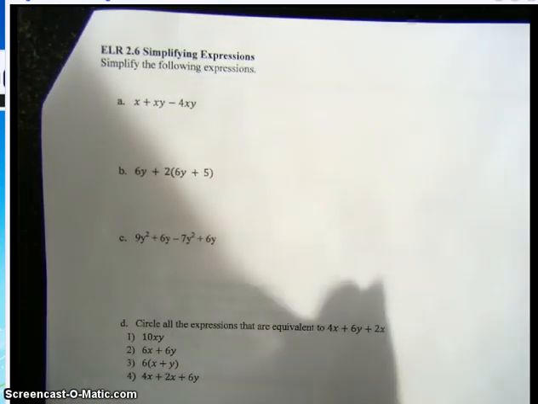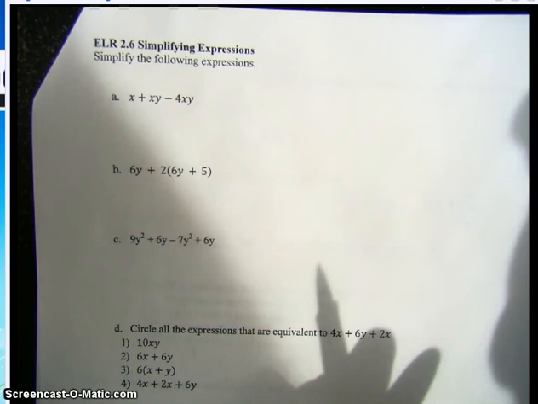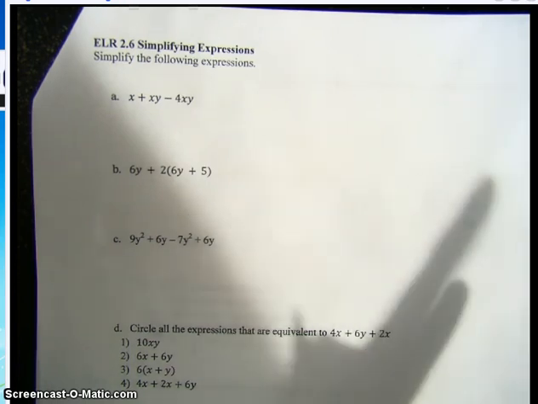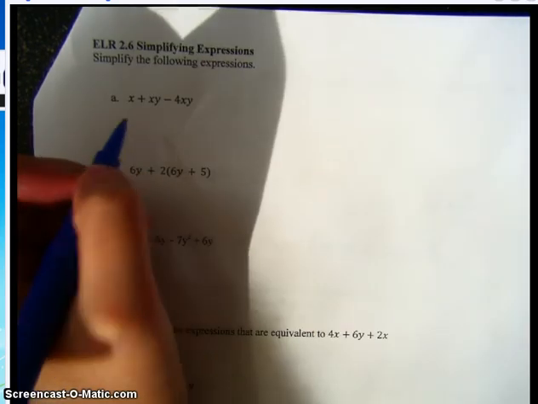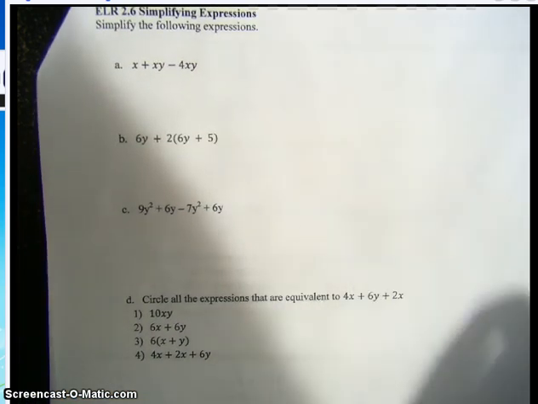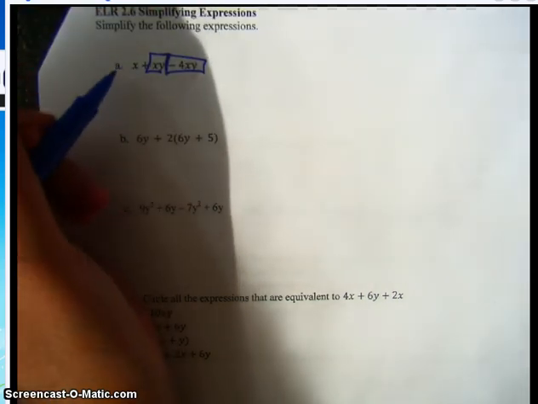All right, of course, the hardest, last, and worst: simplifying expressions. Simplify the following expressions. We're going to do this by combining like terms. So the first thing I'm going to do is, in A, do I have any parentheses to get rid of? No, not really, so I'm just going to box my like terms. So here's a like term, and here's a like term. This guy's all by himself.